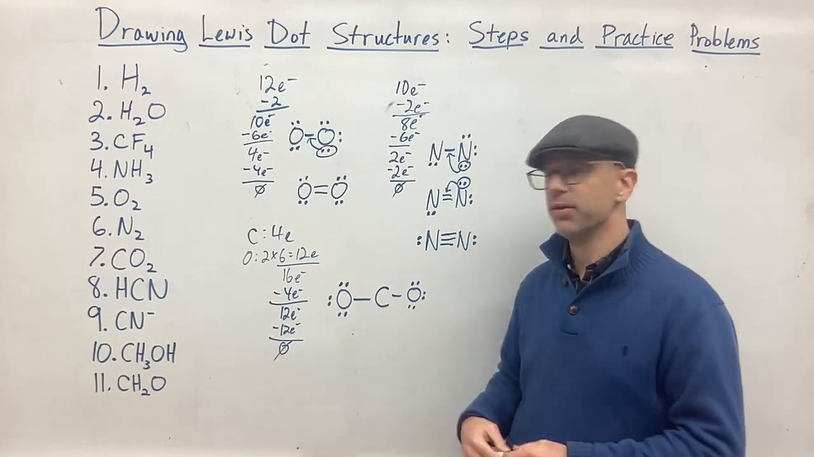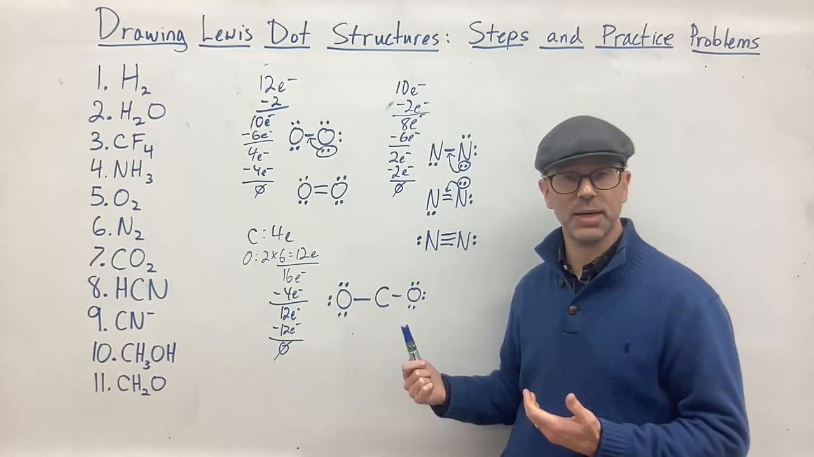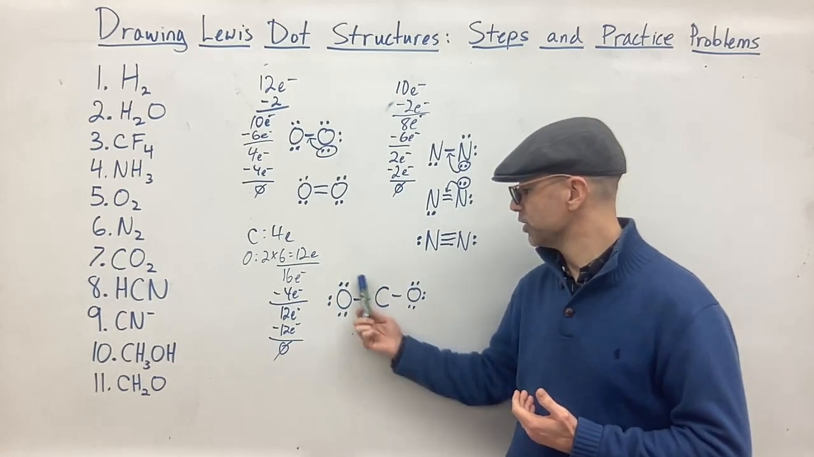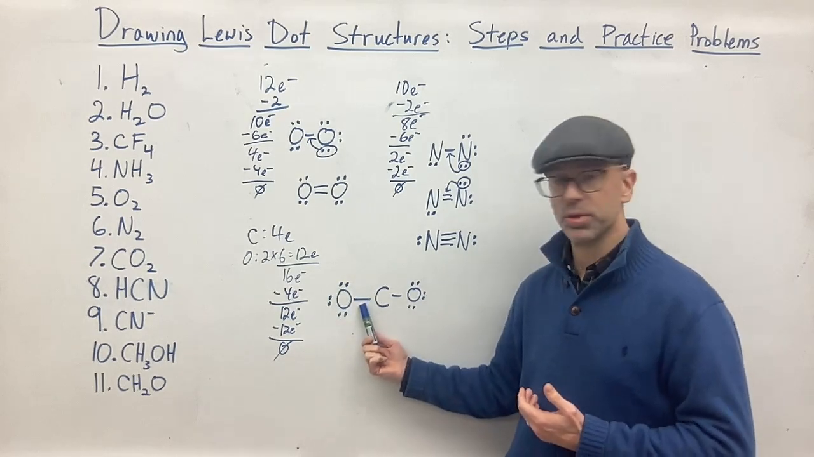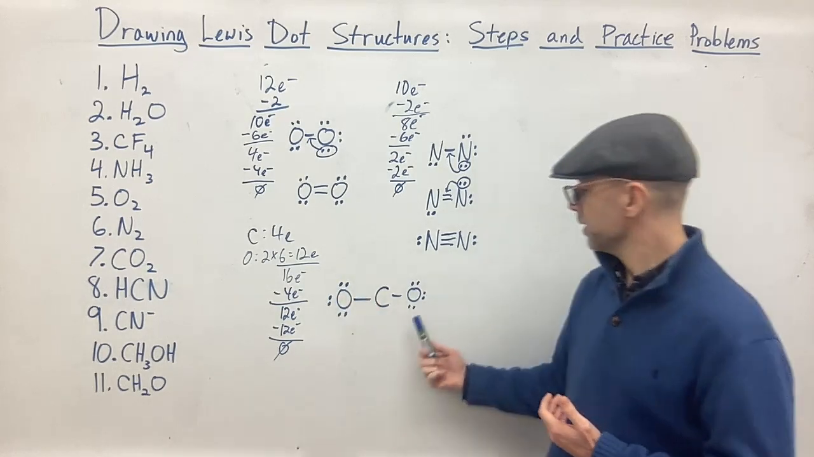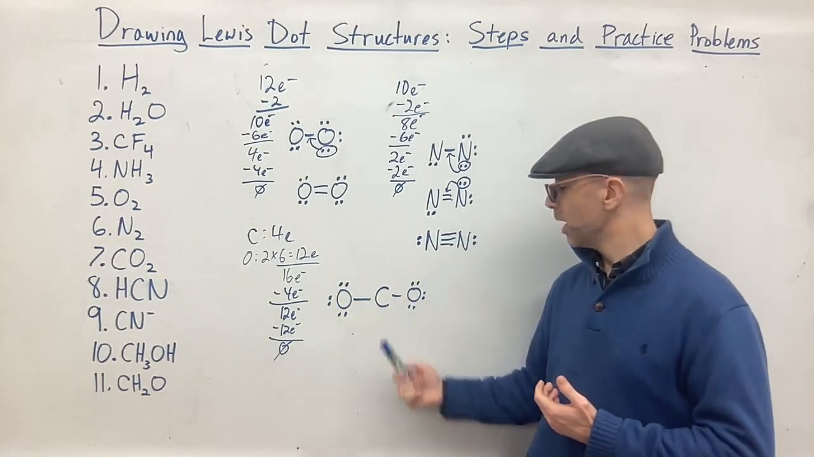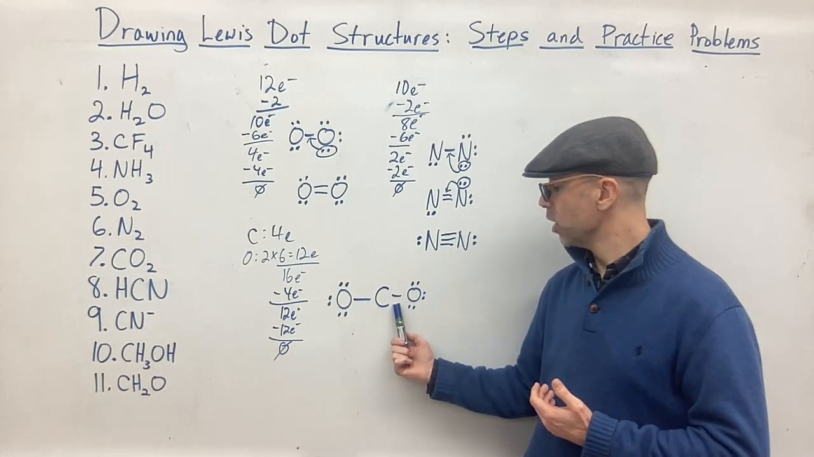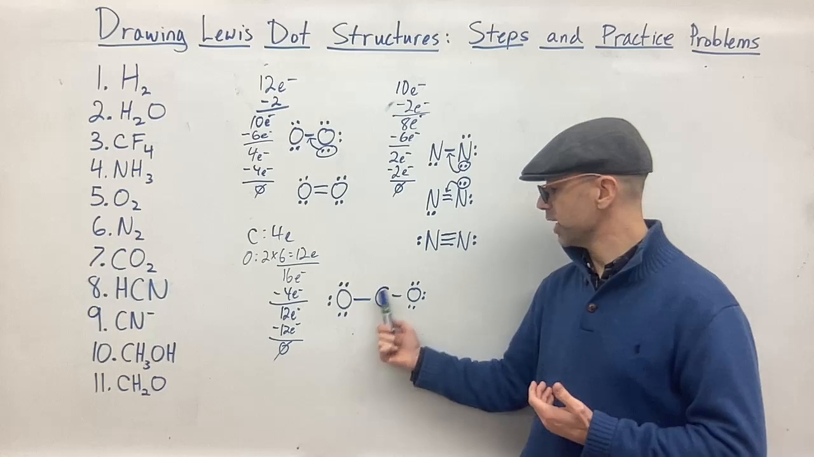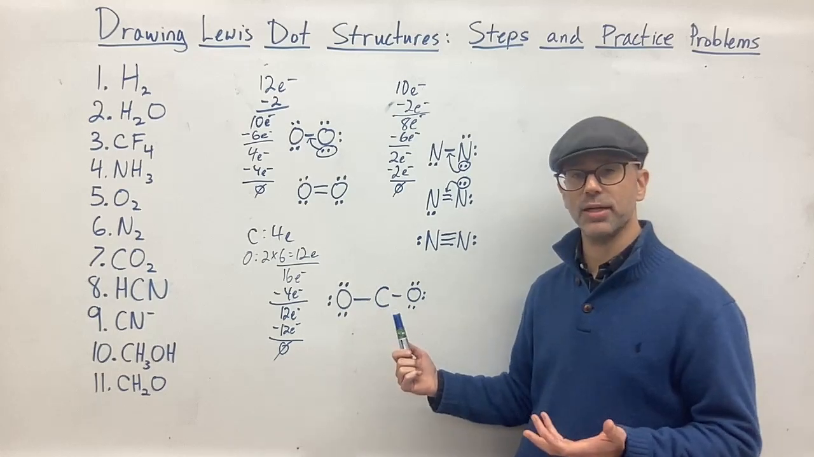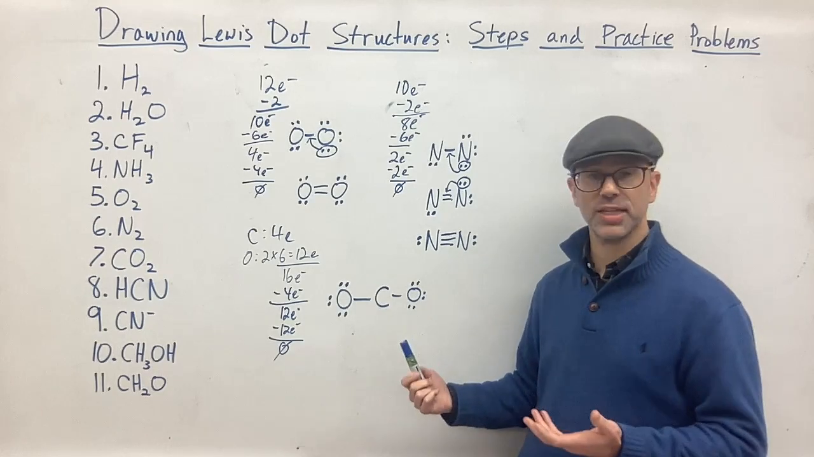So step 5, double check to make sure everyone's happy with an octet unless you're an exception. So my oxygens are happy with an octet, so I have 3 lone pairs, that's 6, plus 2 in the bond, that's 8. But look at my carbon. My carbon only has 2 bonds, so that's 2 electrons, 2 electrons. So carbon only has 4 electrons. 8 is what carbon wants. So we got to go to step 6.